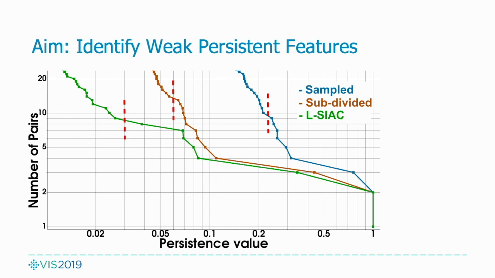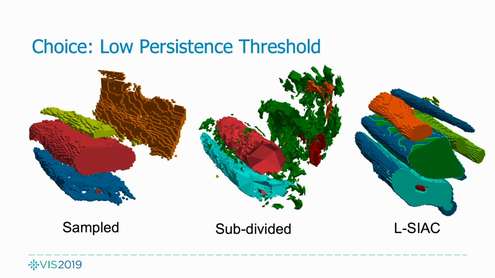Now let's look at the segmentation boundaries for each of these methodologies. In addition to applying the persistence threshold, we filtered the results to get rid of features which are very small in size. In case of the sampled methodology, we identify 4 features, but the feature shown at the top in orange doesn't really resemble a vortex-like structure. In case of the subdivided methodology, we observe 2 features which resemble a vortex, and the other 2 features do not even have a consistent boundary. In case of the L-SIAC methodology, we observed 5 features resembling a vortex, and the segmentation boundaries are consistent.